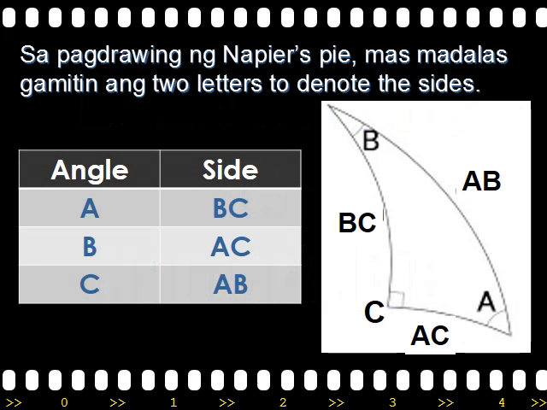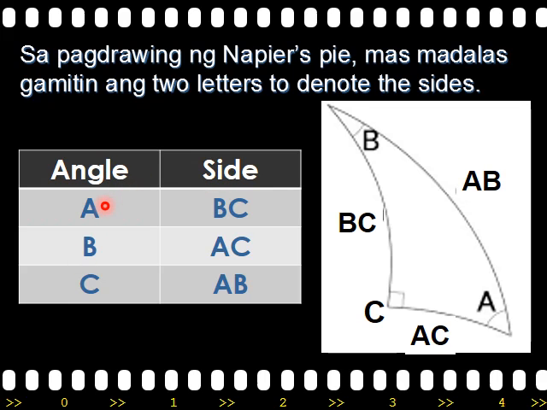Okay, so tandaan natin na sa pag-drawing ng Napier spy, mas madalas gamitin ang two letters to denote the sides kasi ito rin yung mai-encounter nyo sa navigation, sa mga calculations involving right spherical triangles. So, for this case, para ma-distinguish natin mabuti yung mga sides sa inyong mga angles, mas maganda na nilalagay natin siya in form of a table. Parang nilalagay na natin yung mga given sa tabular form. Tapos magkakatapat yung angle at saka yung sides.